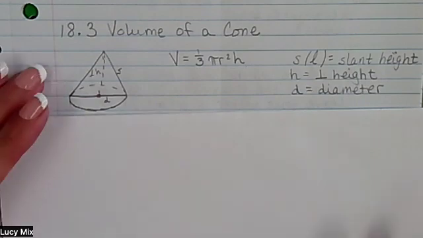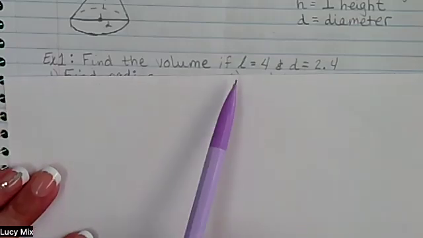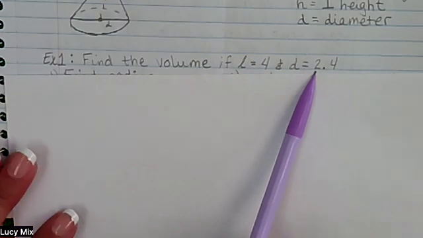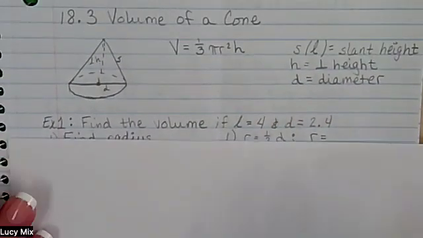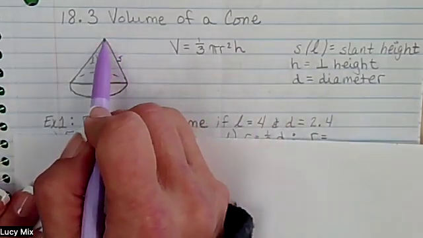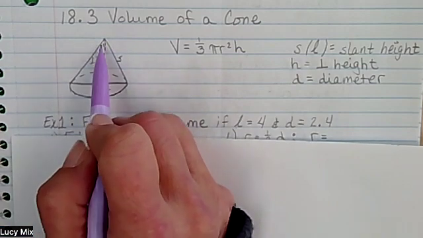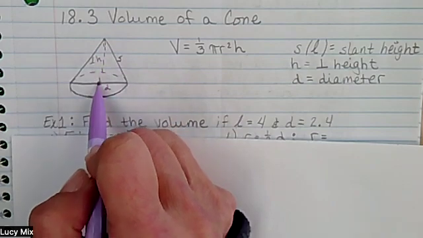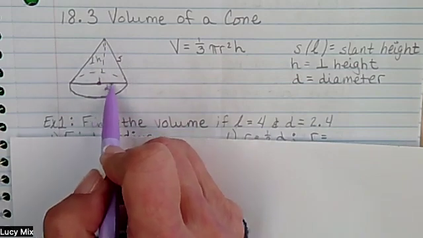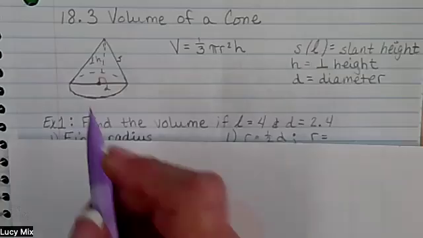All right, so let's take a look at the example. We need to find the volume of the cone if the slant height is 4 and the diameter is 2.4. Well, the slant height is the side. Perpendicular height goes from the tip down. In this case, the tip is in the middle, straight above the center of the circle. So we have this right triangle here to use Pythagorean theorem with.